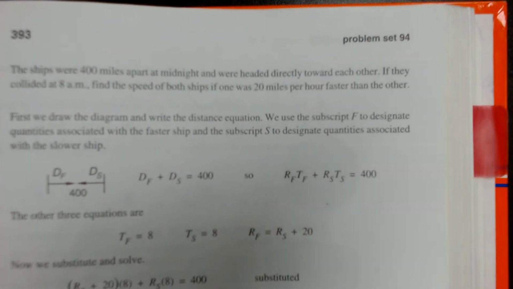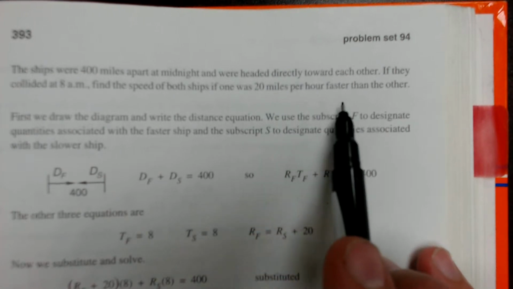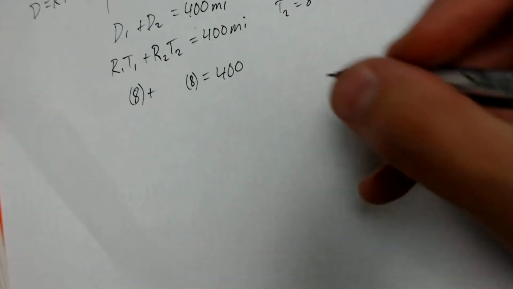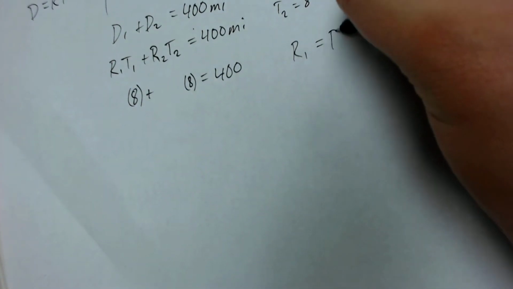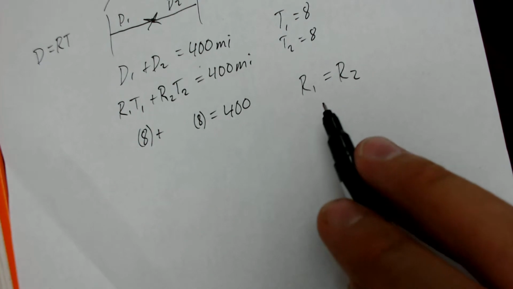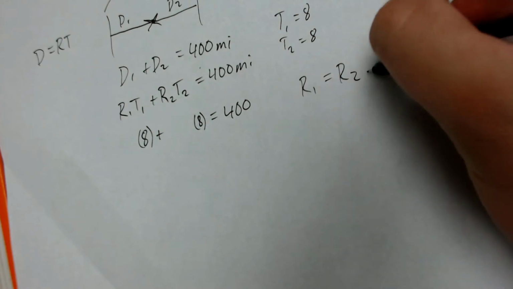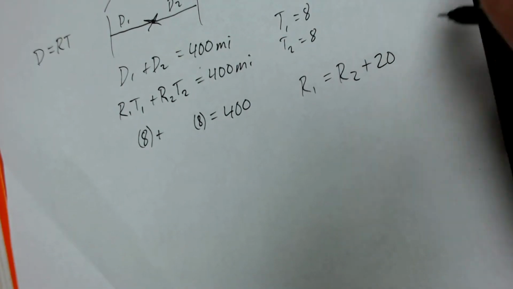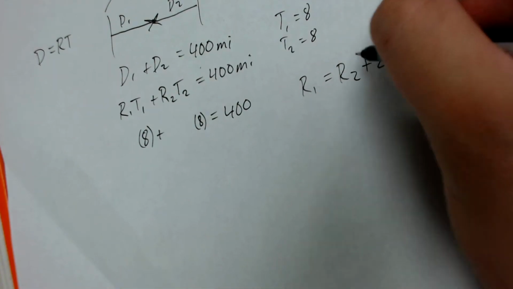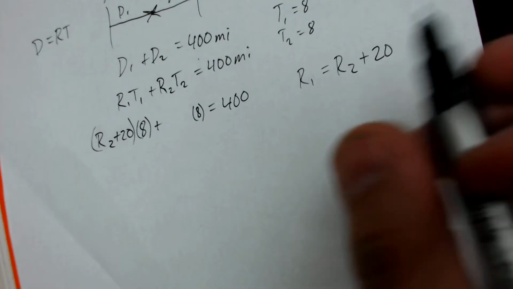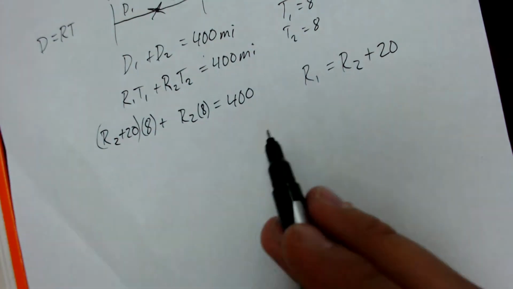So I go back to the problem, and it says find the speed of both ships if one was 20 miles per hour faster than the other. Does it matter which one? No. So I'll just go ahead and take rate of 1 equals rate of 2. This is not true because one is 20 miles faster than the other. Let's say rate of 1 is faster. So instead of rate of 1, I'll just go ahead and put rate of 2 plus 20. So I add 20 to the slower one, and I'll substitute this for rate of 1. So in here, I'll put rate of 2 plus 20 times 8 plus rate of 2 times 8 equals 400.